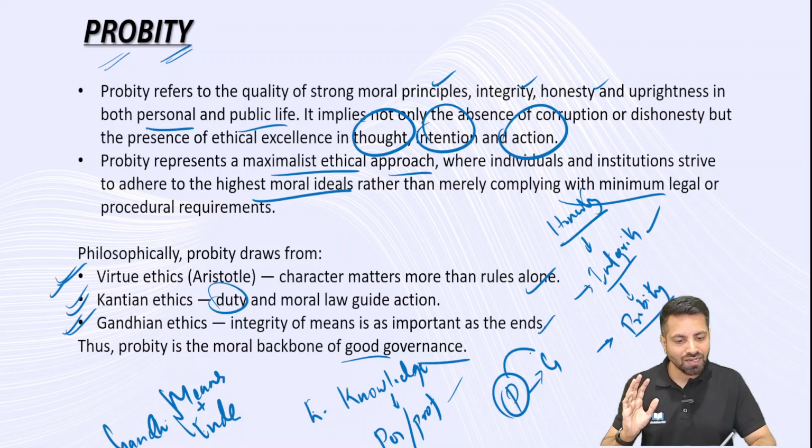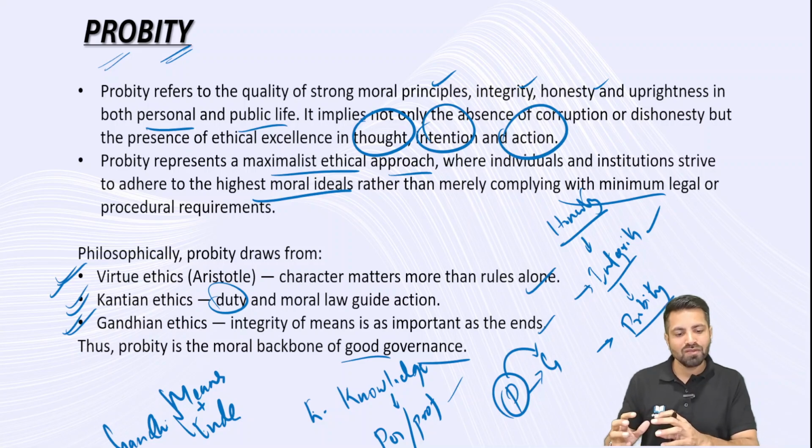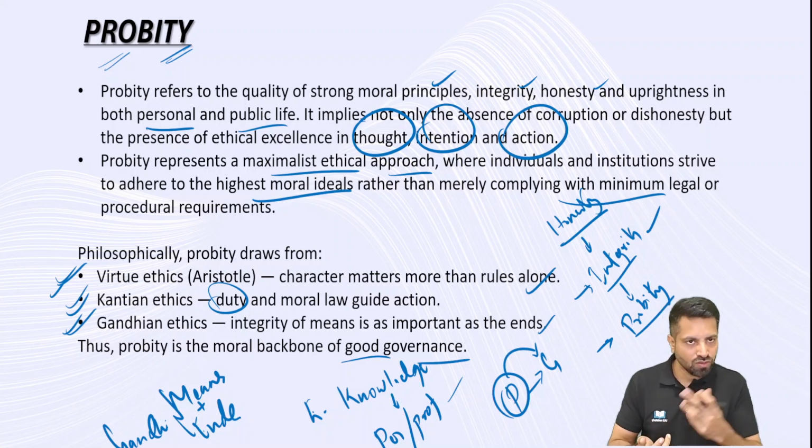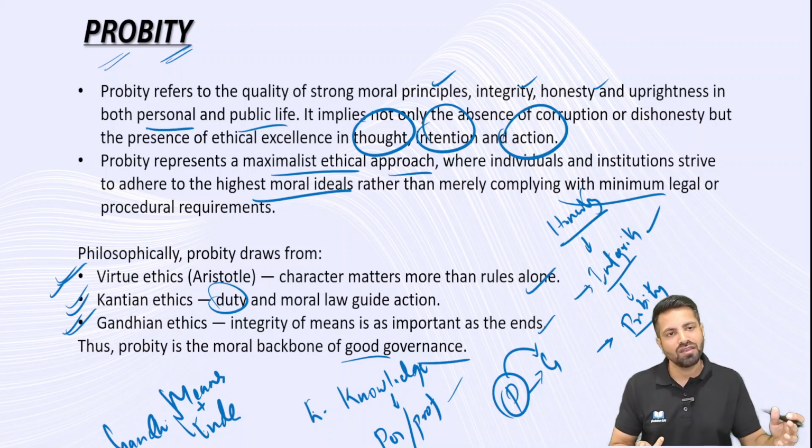Now we are connecting it to public service, to governance. So how exactly could we relate them? We are seeing the philosophical backing: the thinkers and moral theories talked about probity. Virtue ethics talked about probity. Kantian ethics, deontological ethics, talked about probity. Even Gandhi, and the contemporary philosophers after the 1950s, also talked about probity.